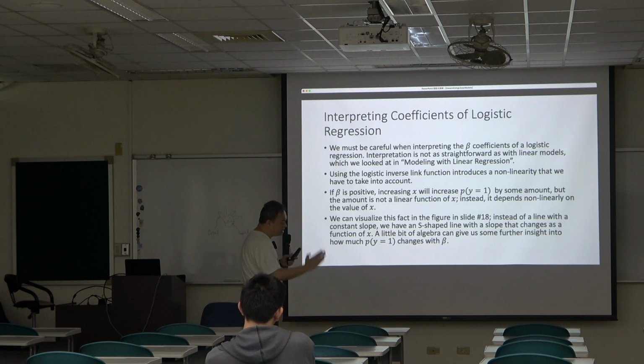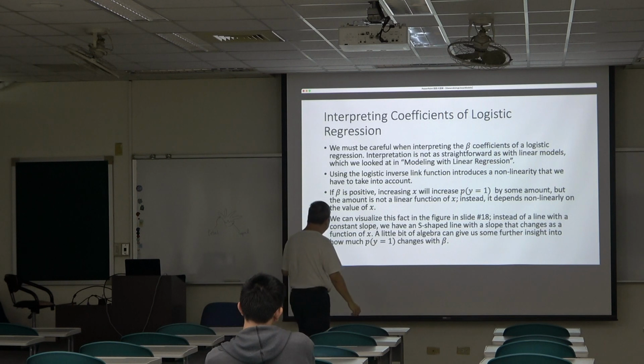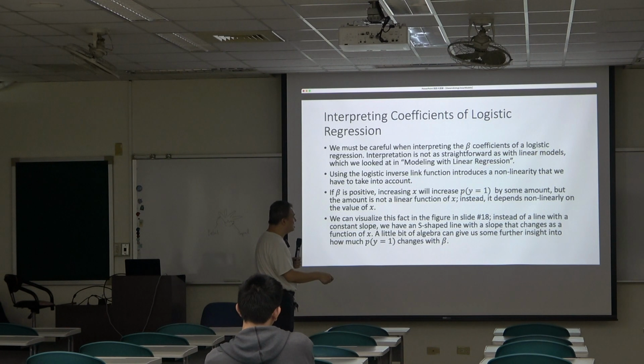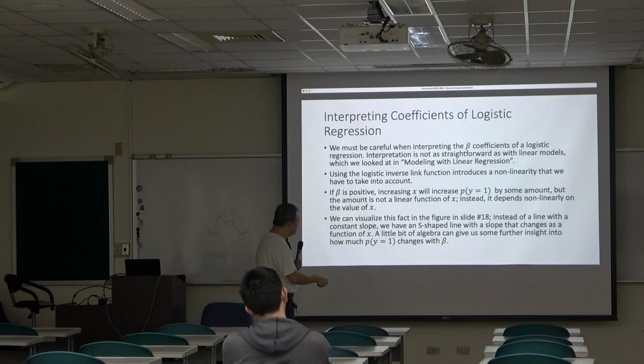If it's closer to the center, the change is going to be bigger. But if it's near the two ends, the change is not that much. So you can visualize this fact. I already showed you that on slide 18, which shows that logistic function. Instead of a line with a constant slope, we have an S-shaped line with a slope that changes as a function of x. So a little bit of algebra can give us some further insight into how much p of y equal to 1, the probability of the positive class, changes with beta.